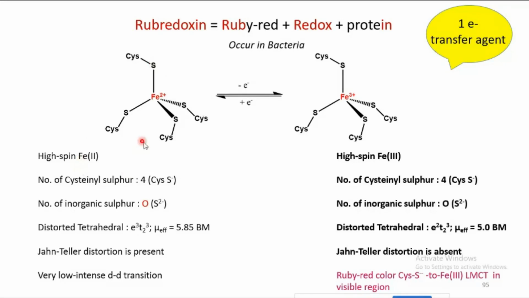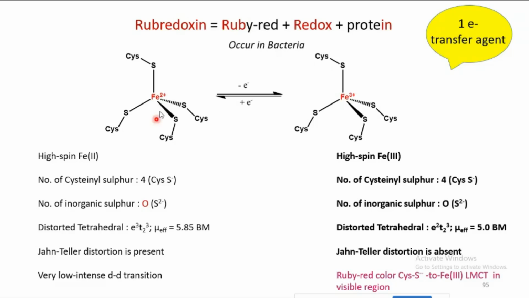So before the electron transfer, the reduced form is in the 2+ oxidation state, whereas in the oxidized form, the iron is in the +3 oxidation state. If you are seeing, both the iron centers have 4 cysteine thiolate sulfur. It is not a thioether sulfur. Cysteine has the CSH, the SH group. The SH will undergo deprotonation and the S- will make a bond with the iron center.